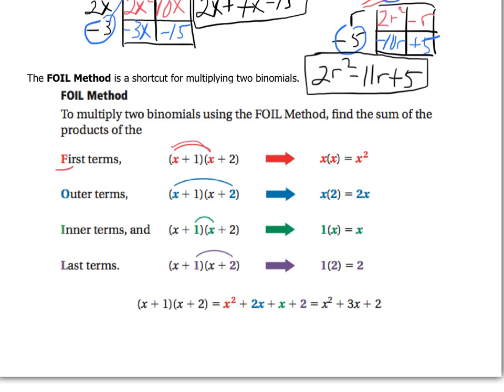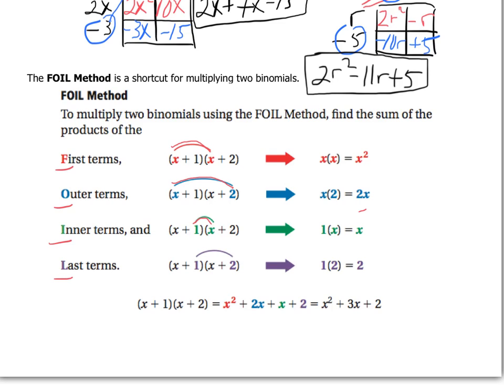Then you move on to the O, which stands for outer terms. What that basically means is the first term, or the farthest to the left, times the farthest to the right. So the most outer terms, x times 2, which is 2x. Then you would move on to inner terms, or the I. And the inner terms would be the two on the inside, so 1 times x, which is just x. And then the L would stand for last term.